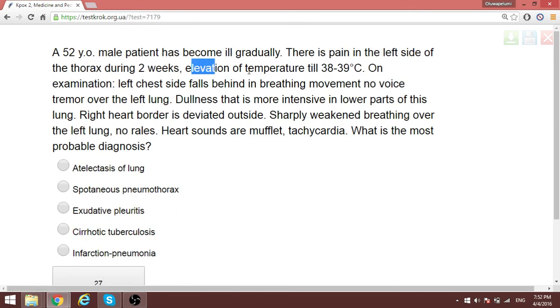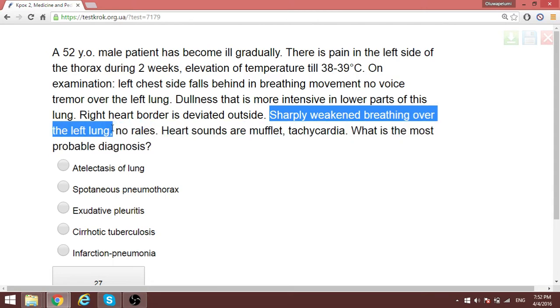Alright, we have elevation of body temperature with pain in the left side of the thorax during 2 weeks. You can read further. Sharply weakened breathing over the left lung. This is very typical, together with the above presentation and temperature, of exudative pleurisy. You may not really have temperature in others, but in pleurisy you have sharply weakened breathing.